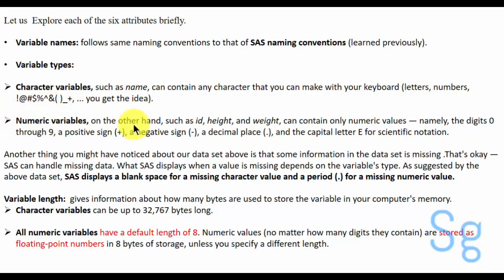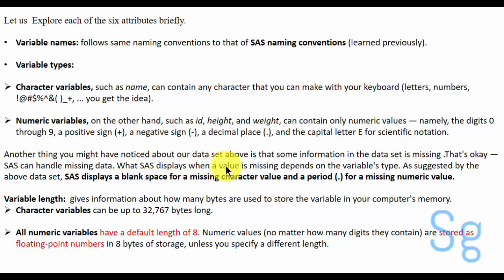Numeric variables, on the other hand, such as ID, height, and weight, can contain only numeric values, namely the digits 0 through 9, a positive sign, a negative sign, a decimal place, and the letter capital E for scientific notation. Another thing you might have noticed about our dataset above is that some information in the dataset is missing. That's okay. SAS can handle missing data.